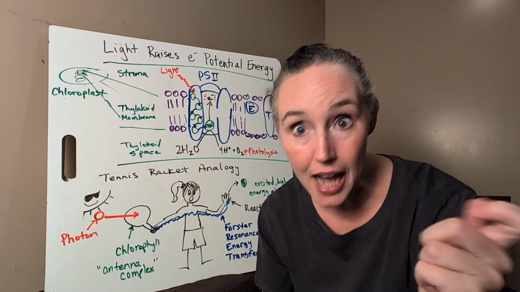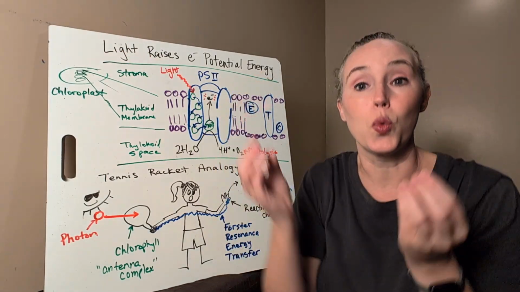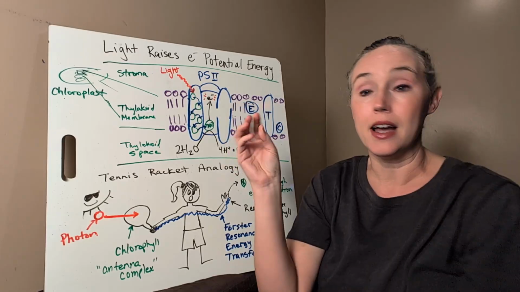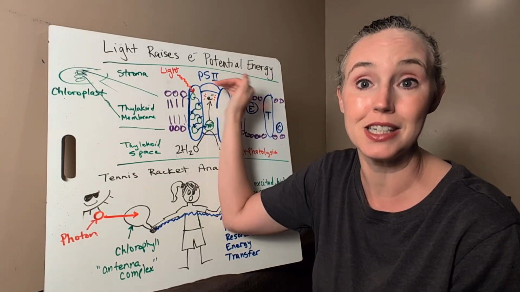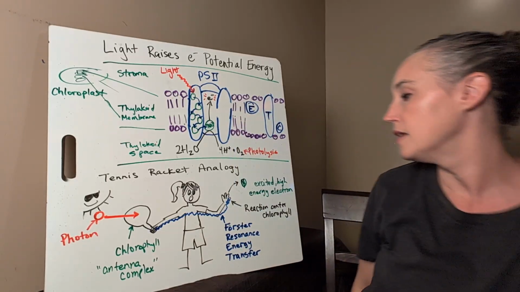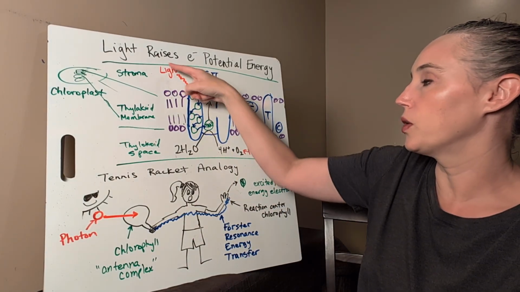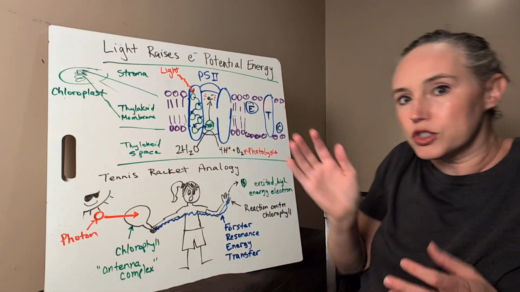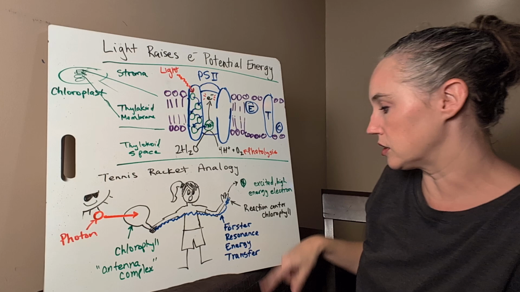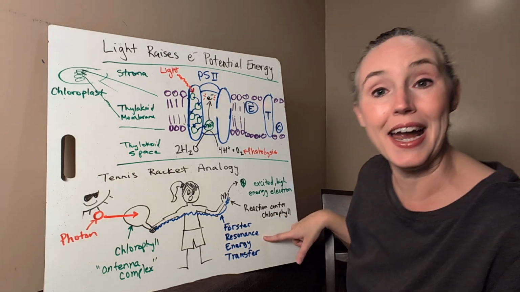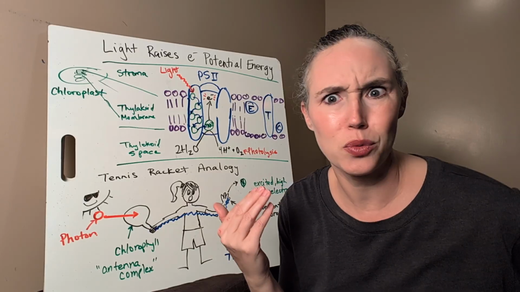That is exactly how photosystem II works with light to raise the energy of electrons in P680 to an excited or high potential energy state. This process where light is passing that energy from one chlorophyll to another is called Forster resonance energy transfer, or FRET. So that's really cool.